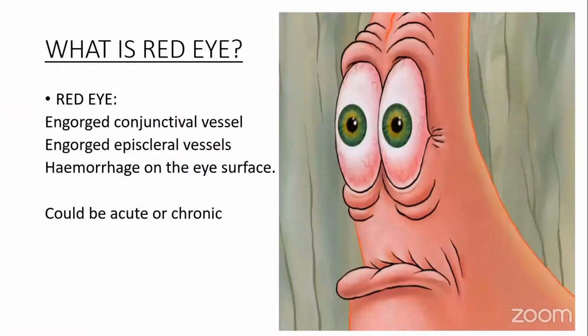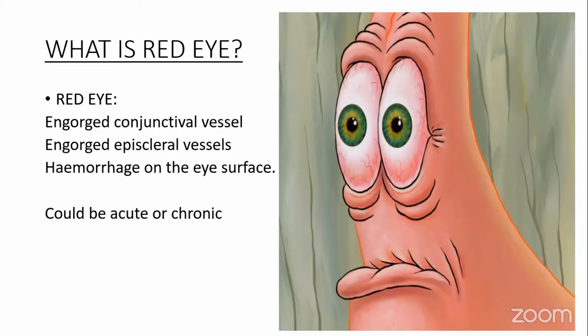So for starters, when we ask what is red eye, this is a very common cartoon character for those of you who are interested in cartoons. Typically, whenever he's on screen, his eyes are red. And so when we say you have a red eye, it means that you have engorged conjunctival vessels. There are some blood vessels that supply the eye. And when those vessels become big or excessively filled with blood, that's when we call them engorged. And so it shows on the eye as red.